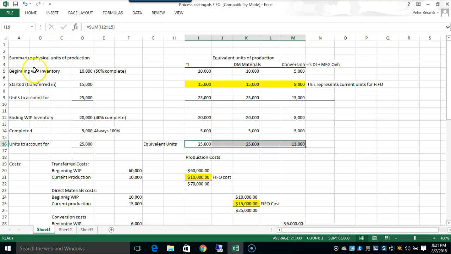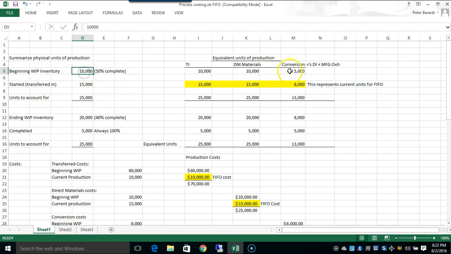Next, go to your beginning WIP inventory. 10,000 is 100% transferred in. So transferred in is always going to get 100%, just like direct materials, unless it's stated in the problem. Direct materials, we were not given a percent, so it is assumed that it's 10,000. And the conversion cost, we are told, for beginning WIP inventory is 50% complete.